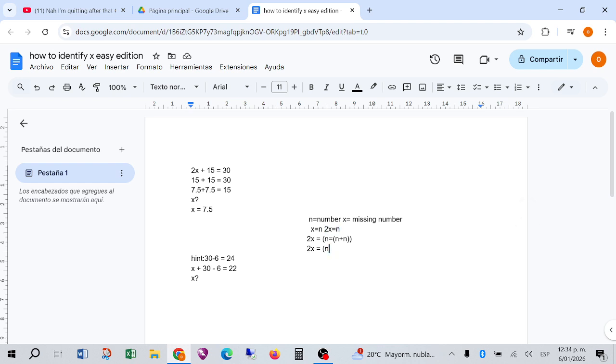But there's another way. I'm gonna use nx as the number is invalid. If n plus n doesn't equal that number, then it's not that number.